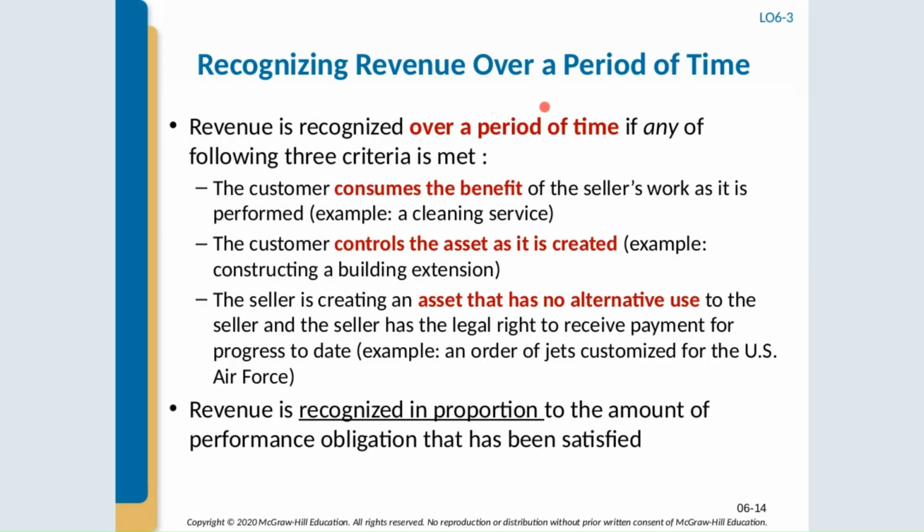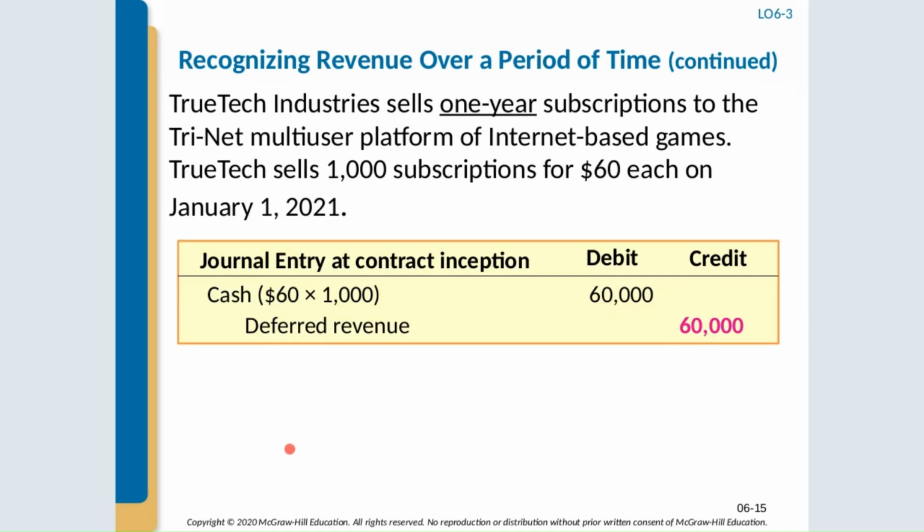All right, now we come to where we're going to recognize the revenue over a period of time. We do this, we recognize it over a period of time if it has met these 3 criteria that we have here. The customer consumes the benefit, the customer controls the asset as it is created, and there's no alternative use for this asset. All right, so we're going to have to recognize a portion of the revenue gradually.